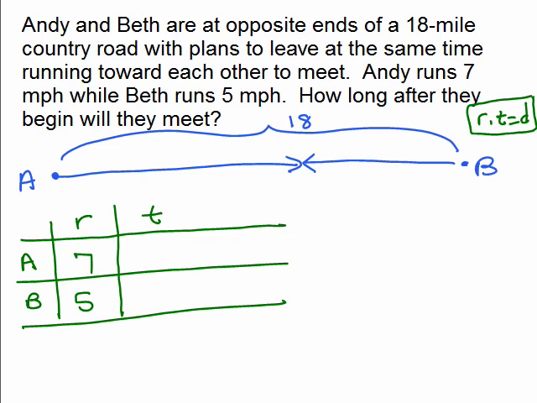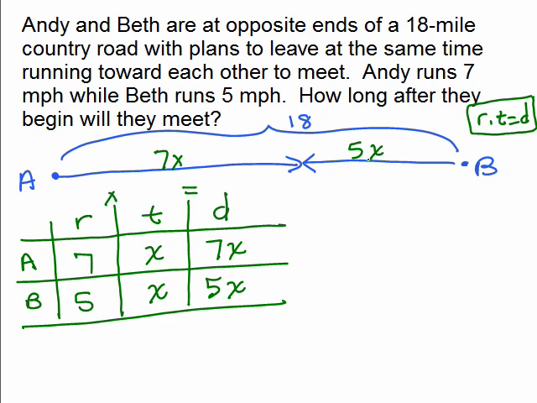Well, they left at the same time, and then they ran toward each other and met. So if Andy went x, so did Beth. They went the same amount of time. So, pretty simple this time. Same time, you just give the same variable. Rate times time equals distance, so Andy's distance is 7 times x, or 7x, and Beth's is 5x. So we've got Andy, 7x, Beth, 5x.